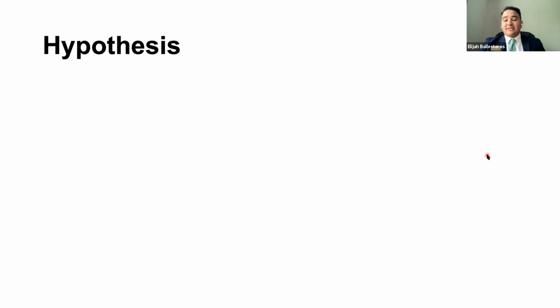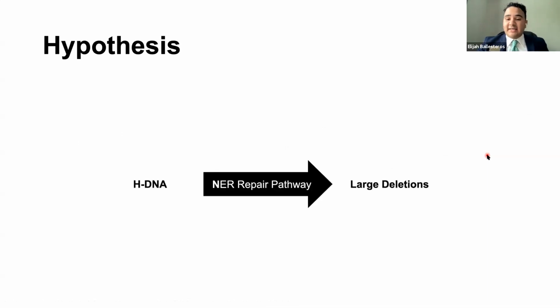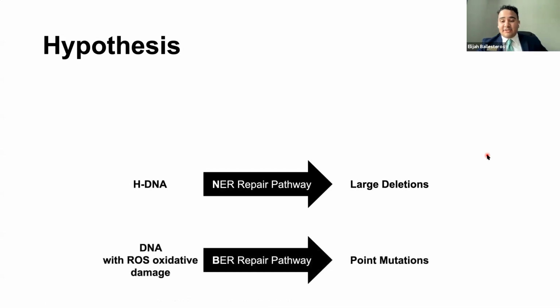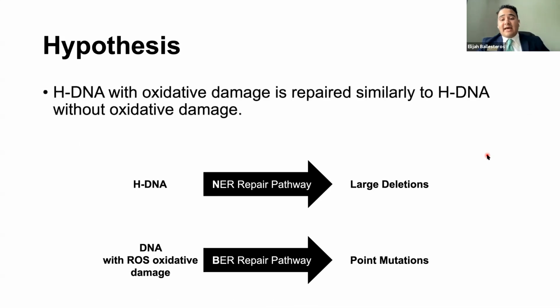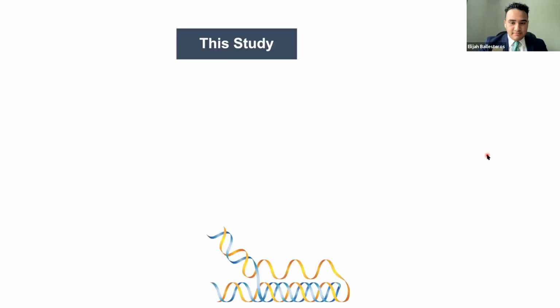So based on previous literature, we know that hdNA leads to large deletions and that ROS damage on bDNA mainly leads to point mutations. So we believe that hdNA with oxidative damage is repaired similarly to hdNA without oxidative damage. hdNA structure will be what the repair pathways mainly identify, possibly causing more large deletions.